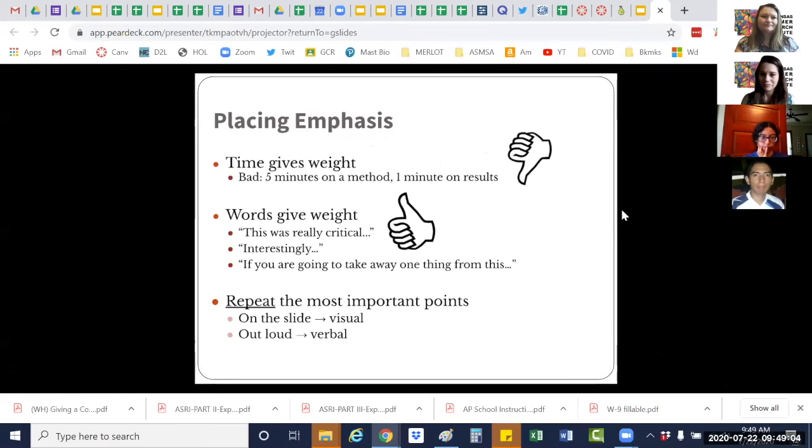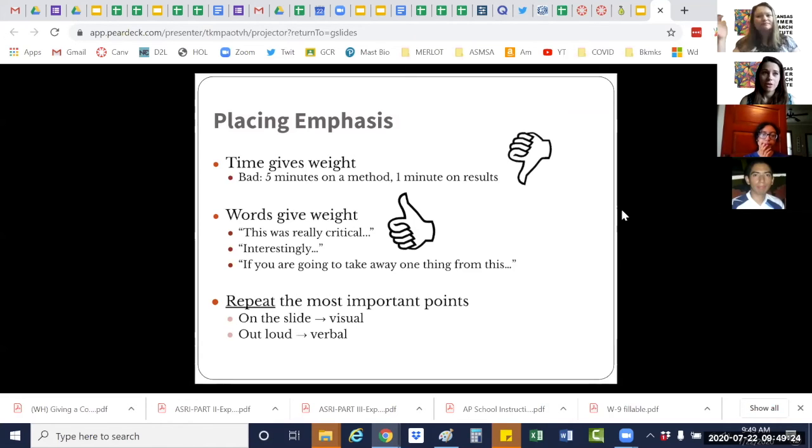We also want to make sure that you place emphasis correctly. There are various ways that you can emphasize to your audience what is important. How much time you spend gives weight. You shouldn't be spending 5 minutes on a method slide because the methods are not the important part. The data is the important part.